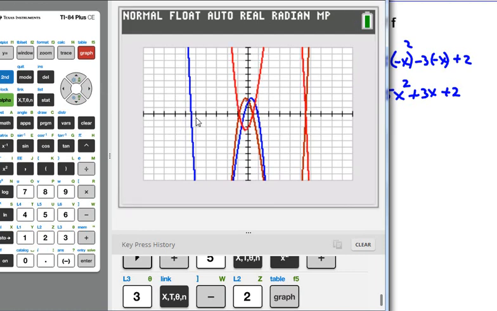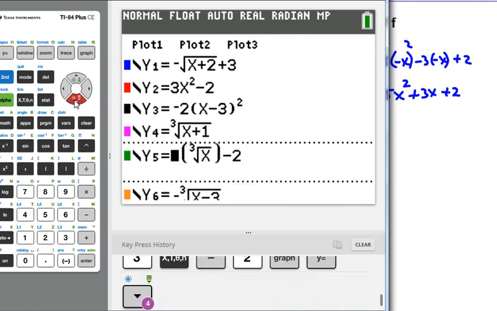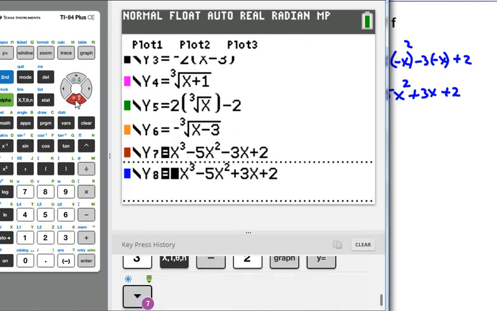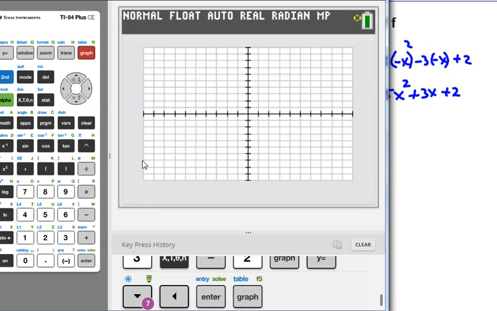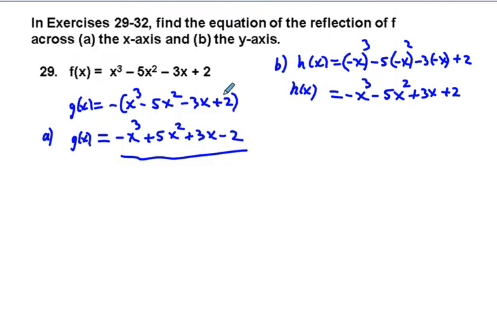It's this one. I'm going to get the blue one out of there just to ease the distraction. There we go, the blue one's gone now. Let's graph the original and now the one reflected about the x-axis. See that pattern? Reflected about the x-axis. So these will check out, both of them, A and B. Here's the answer to A. Here's the answer to B.